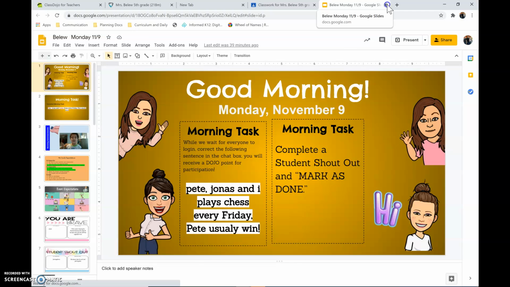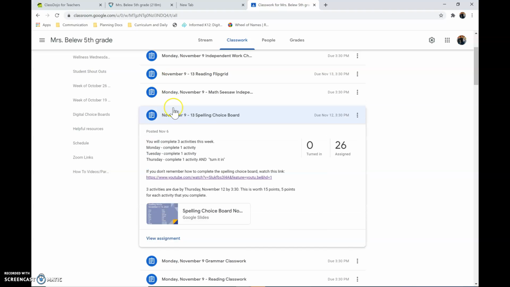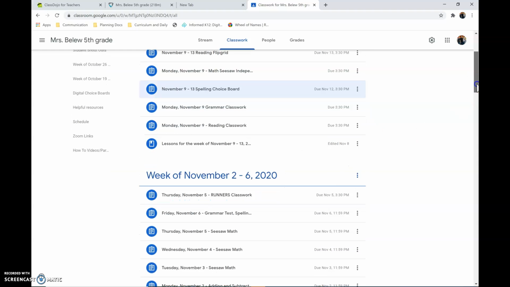Also that you could use to look back on to see what we learned in class. But if it's a bookmark like that one, it will not need to be turned in. So if it's a clipboard looking assignment, that means that needs to be completed and turned in.